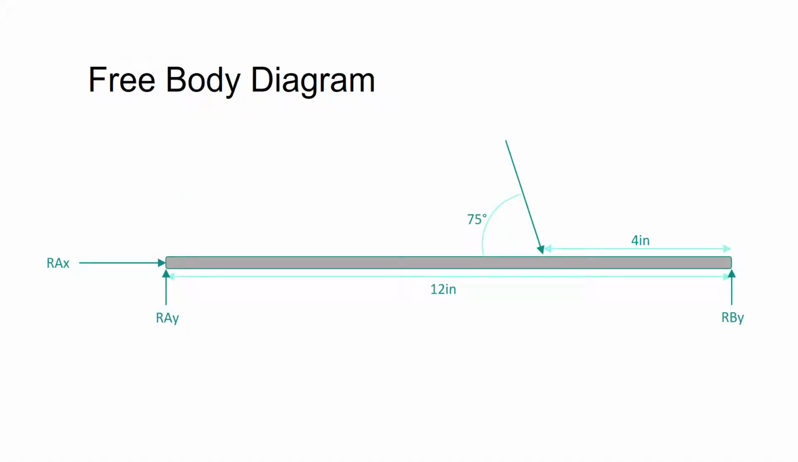Free body diagram. Reaction forces on pin A: RAX, RAY. Length of the tube 12 inches. Reactions on pin B, RBY. Distance from point B to loading 4 inches. Angle of loading 75 degrees.